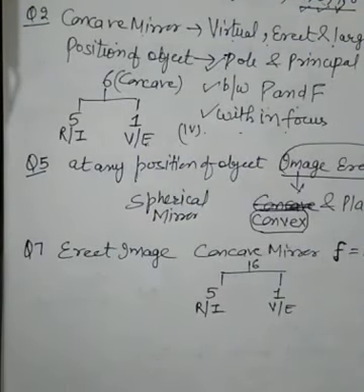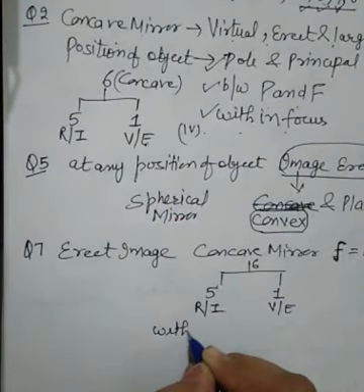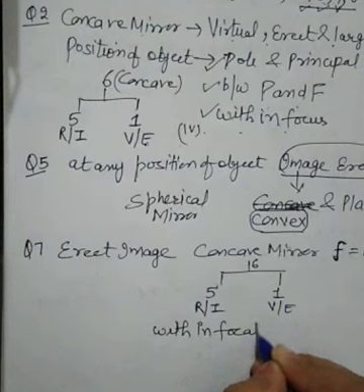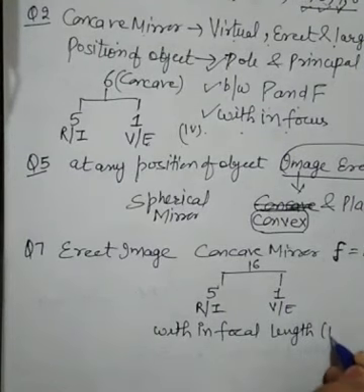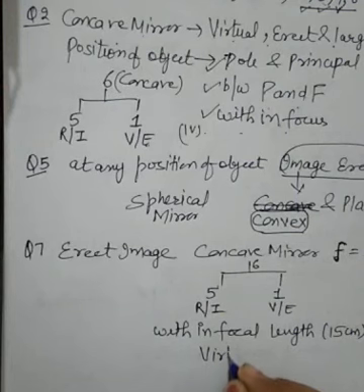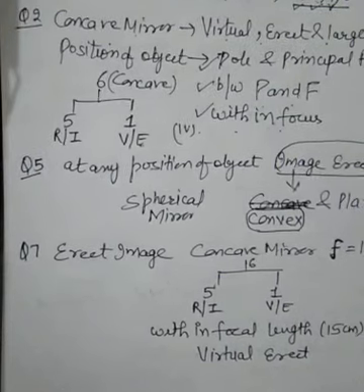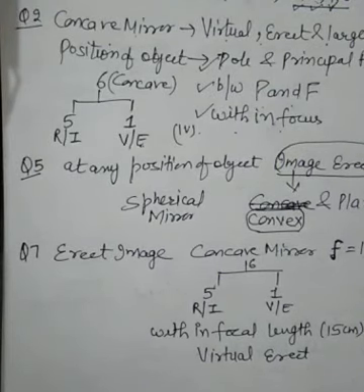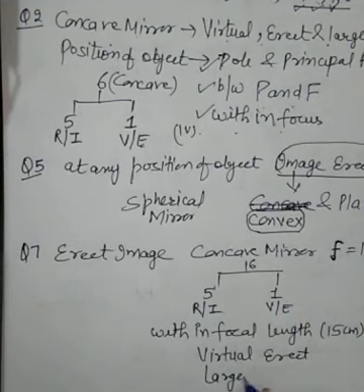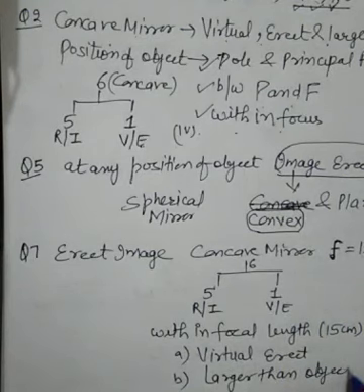It means if we want to obtain an erect image, what must be the location? Within focus. It means within focal length. Focal length is 15 centimeter. When the object is positioned within focal length, that is 15 centimeter, then the image is always virtual and erect. Now the question is, is the image smaller or larger? The image is larger than the object. The size of the image is larger than the object.